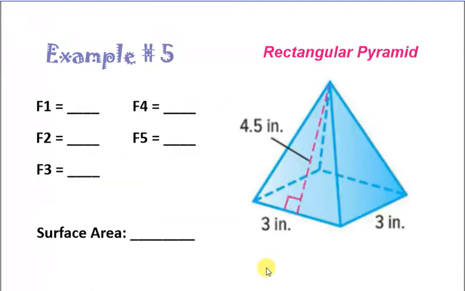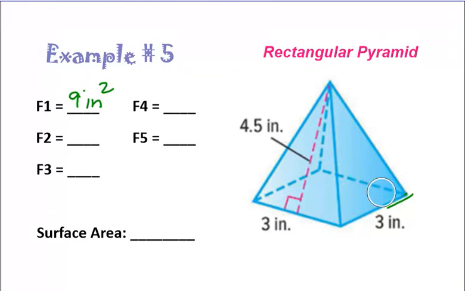All right, next example is a rectangular pyramid, okay? And I know that a pyramid has one base on the bottom and then a bunch of triangles around it. So in total, we're going to have 5 faces. I'm going to deal with this rectangle, or this square, on the bottom first. So I have 3 times 3, which is 9 inches squared.